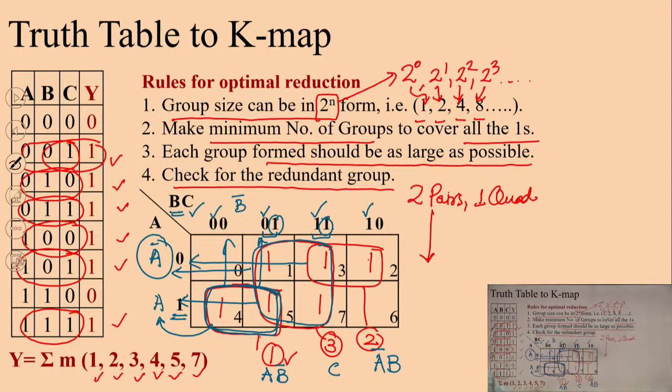So these are the individual answers obtained from the K-map groups. The final answer can be written as Y is equal to A B bar, the answer from the first group, then the answer from the second group A bar B, and the third one is C. So this is the answer which is obtained from the K-map.